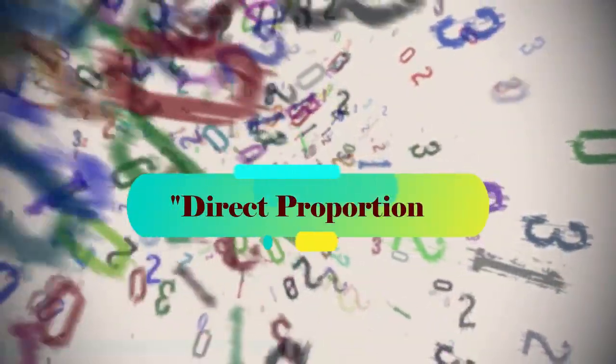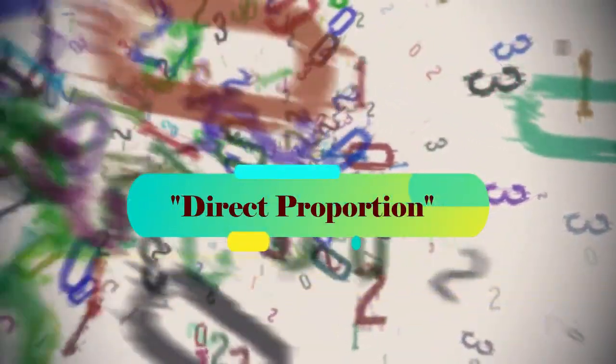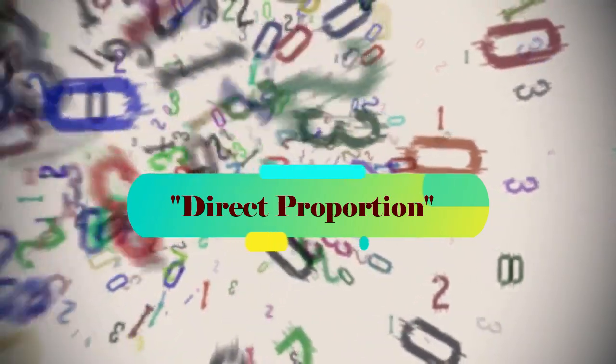Our lesson today is about direct proportion. What is a proportion? Proportions are basically equivalent fractions. For instance, if you are an ice cream seller, when the temperatures are high, that is on a hot day, you tend to sell more ice cream as compared to a cold day.